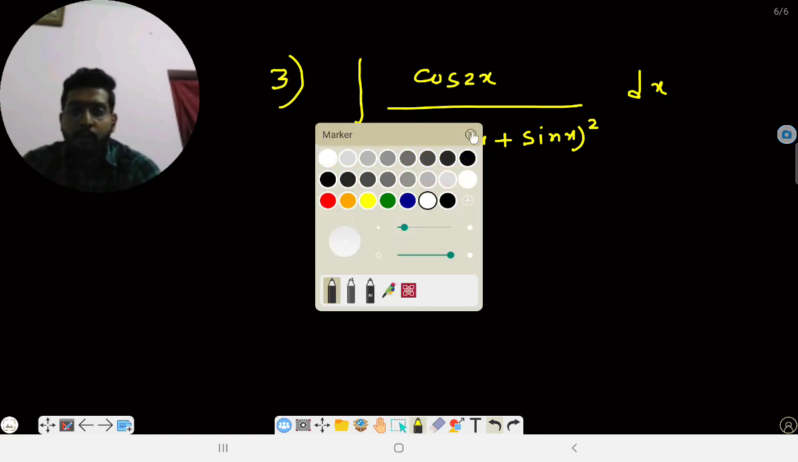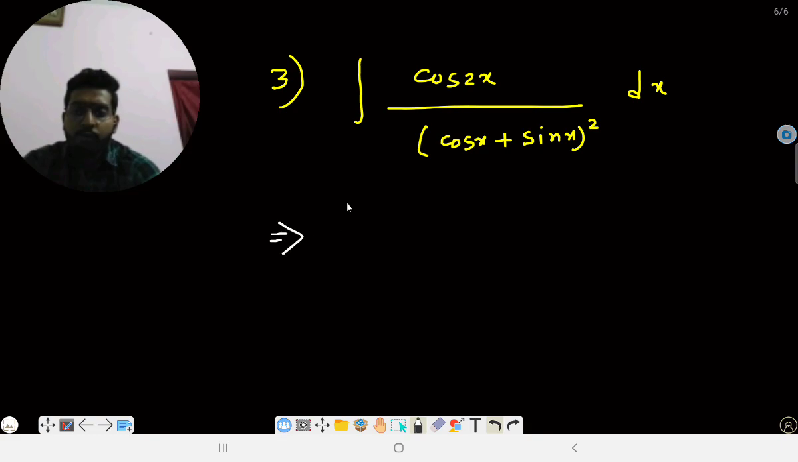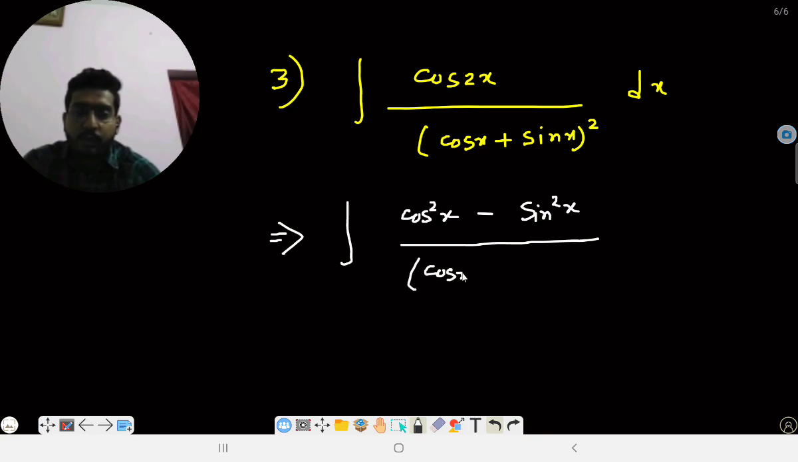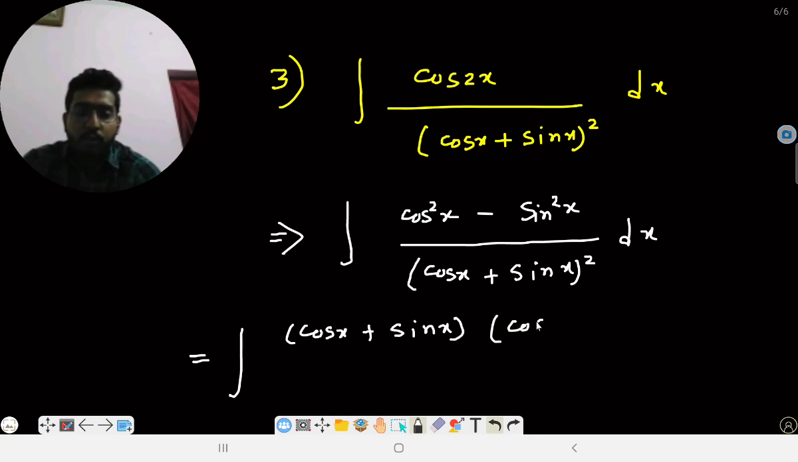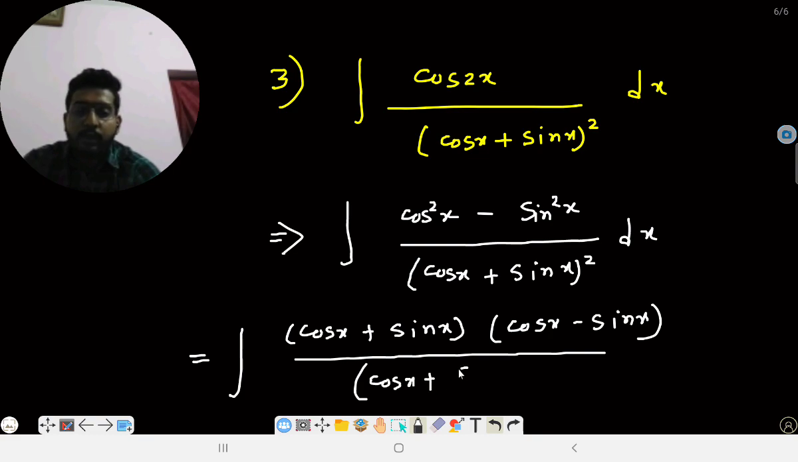Now this is also easy. Look, first cos 2x. Now cos 2x, there is a formula. What is the formula? Cos square x minus sin square x. This is the formula of cos 2x. And the denominator is cos x plus sin x whole square dx. Now a square minus b square, what is the formula? It is a plus b into a minus b, like this.